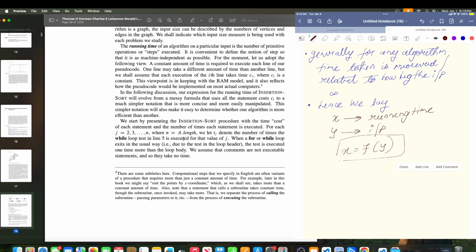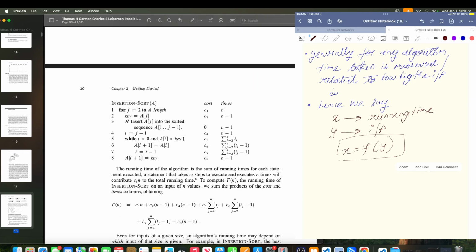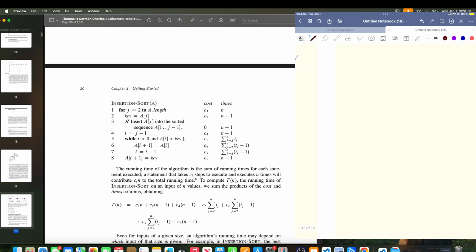and then the number of times each statement is executed. For each while loop, when a for or while loop exists, okay. So now he's saying, how many times? So then what he has told is, let's analyze this.